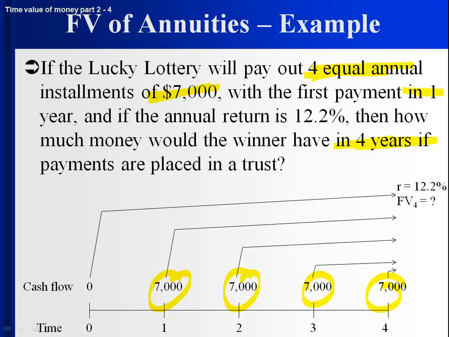So this is a classic future value of an annuity problem. We don't have to use any fancy tools. We can just see it's 7,000 times 1.122 to the third, plus 7,000 times 1.122 squared, plus 7,000 times 1.122, plus 7,000. That last one we'll get in 4 years. We take it to the bank and say, here you go, now can I have all my money? And that's what we would get.